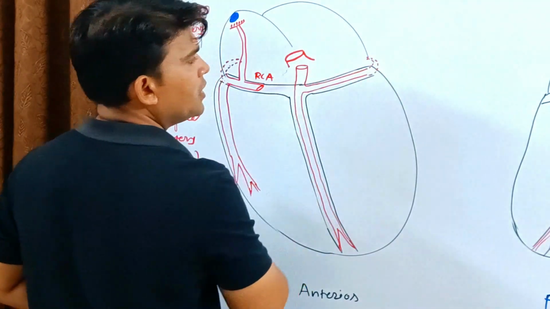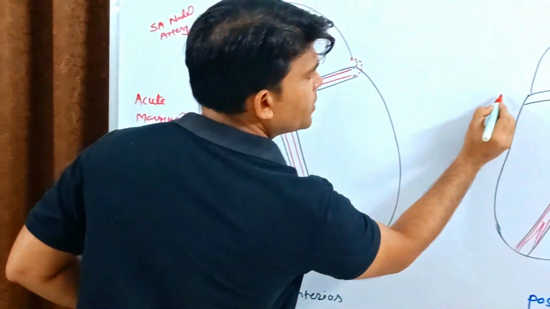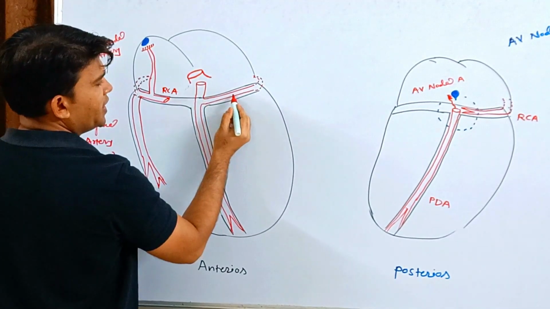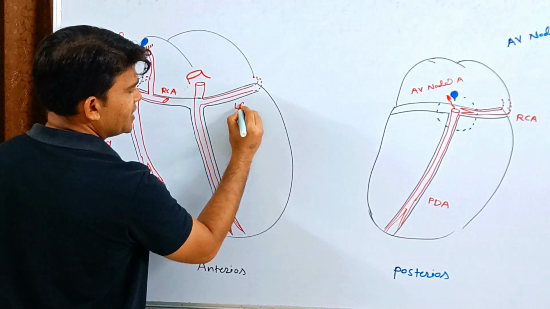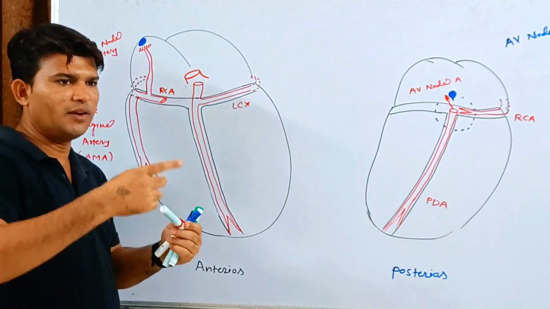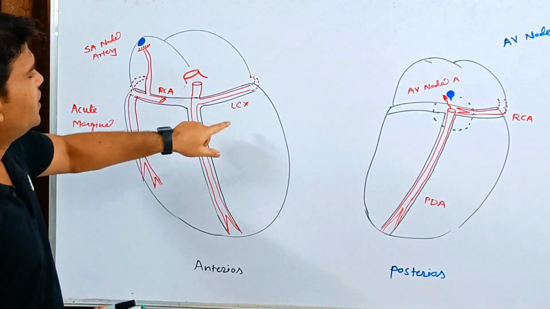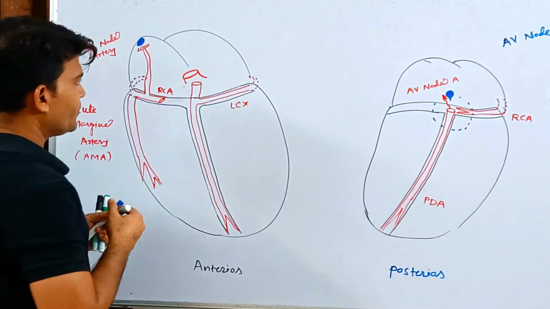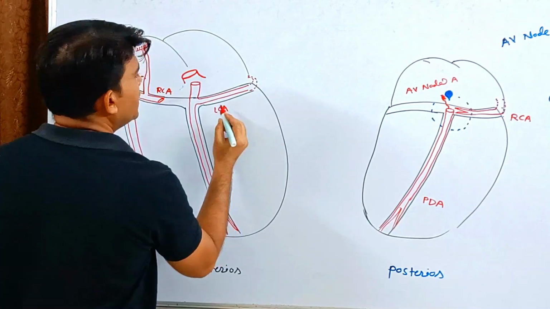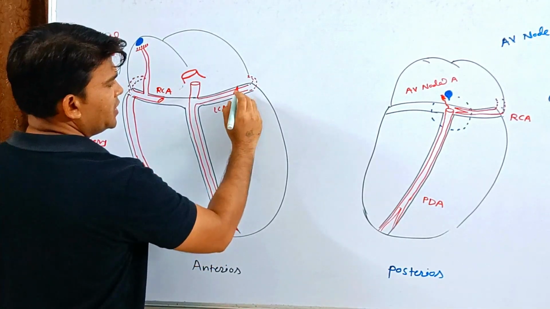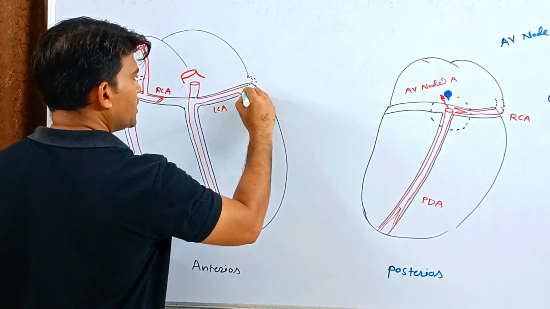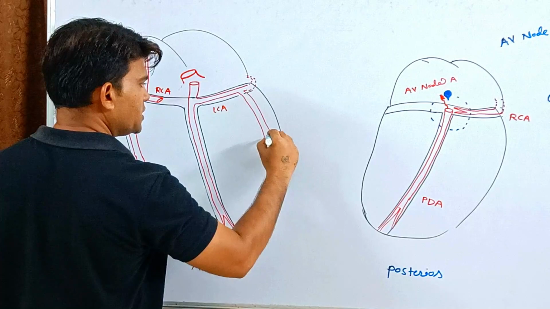Am I making sense or not? So here, which branch will we have? What should be the name of this branch of the left coronary artery? LCX, the left circumflex artery. It is traveling throughout, so it is called the left circumflex artery. The left circumflex artery gives a straight downward branch which is supplying what?